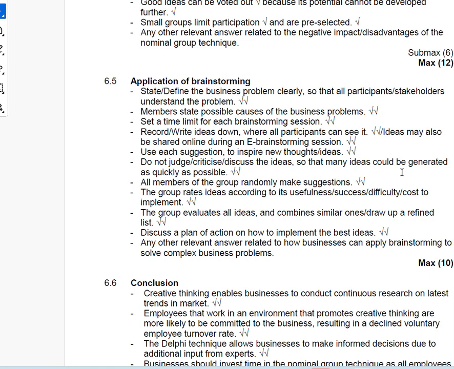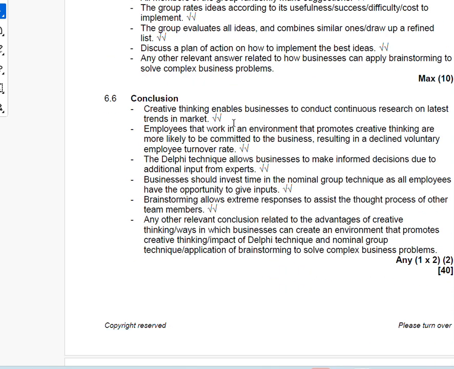So you see here, each point earns 2 marks. You need a maximum of 10. So it is important that you don't include so many points that you do not need. Now let's look at the conclusion.